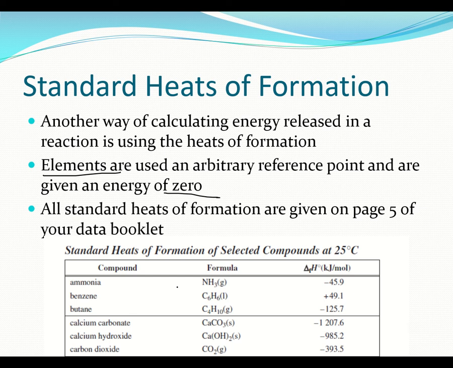What this means is if I want to make ammonia from nitrogen and hydrogen, it would give off that much energy if I made it. If I wanted to make benzene from carbon and hydrogen, it's going to absorb that much energy. Positive means it absorbs energy, negative means it gives it off. Formation just means made from the elements. So if I took calcium and carbon and oxygen and combined them together, it would give off that much energy when I make calcium carbonate.